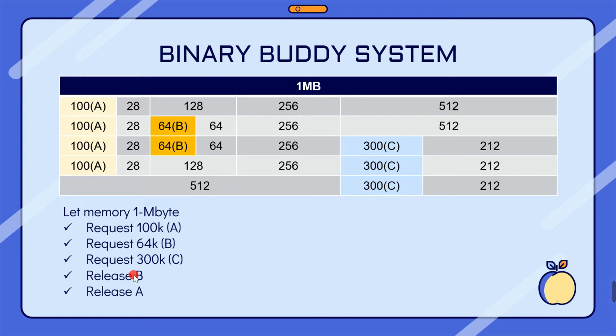Okay, next, release B. Release B means it will delete the process from the memory. So we just delete and we will total up again and we get 128 kilobytes. Okay, release A. So we just delete the process A, we total up again and we get 512 kilobytes.